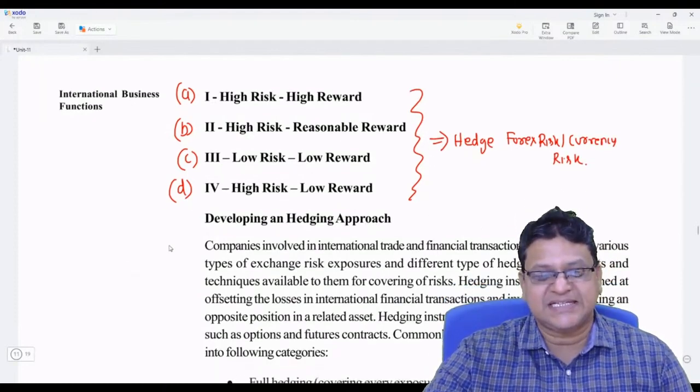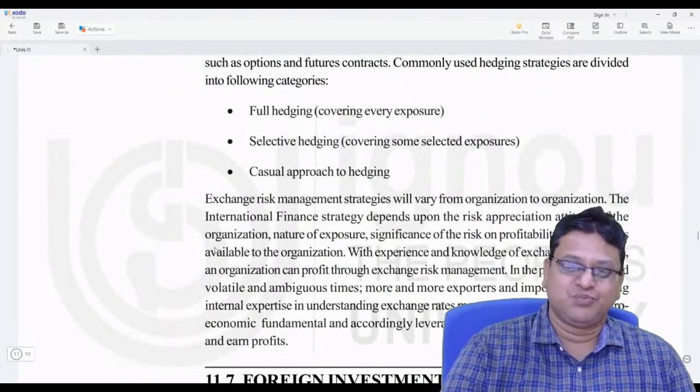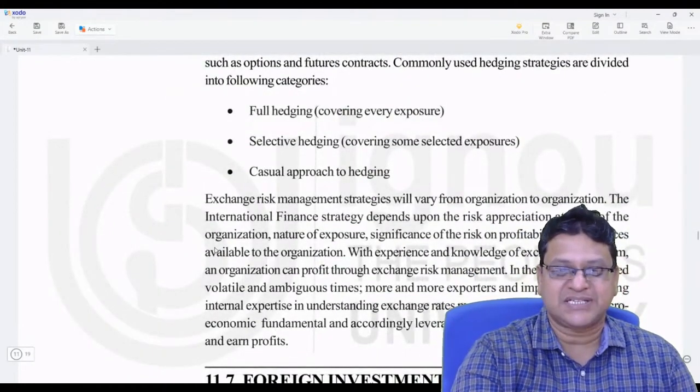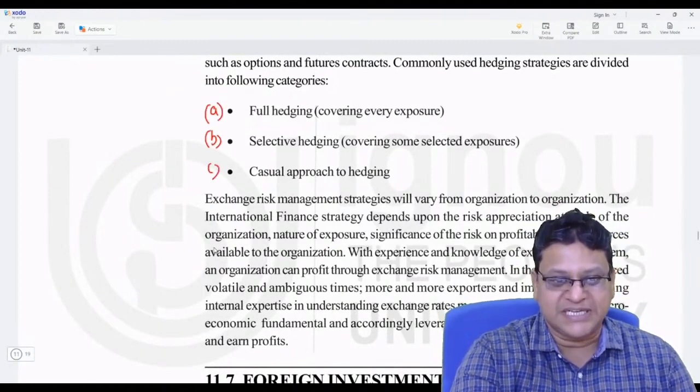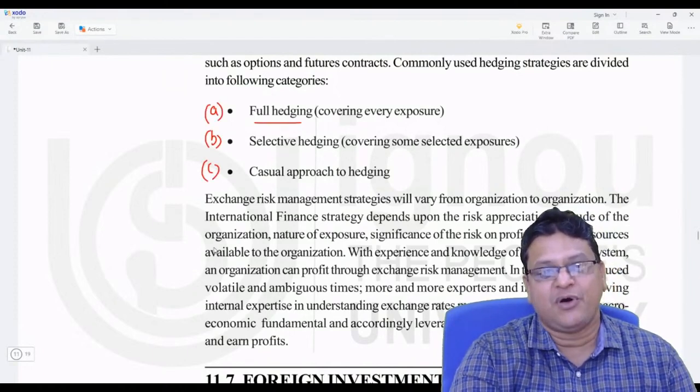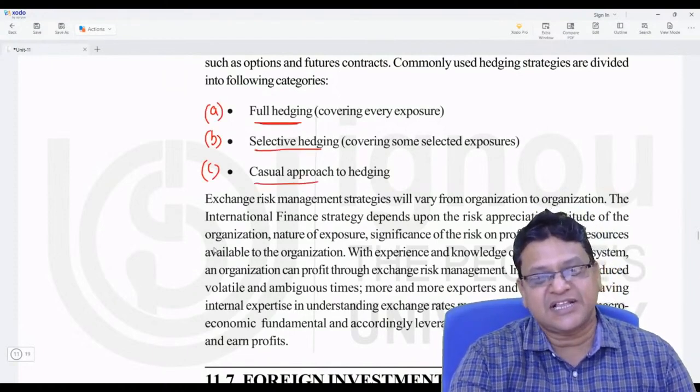The hedging strategy may be of three types. One is known as full hedging. Another is known as selective hedging. Another is known as casual hedging. There are three approaches of forex hedging: full hedging, selective hedging, casual hedging.